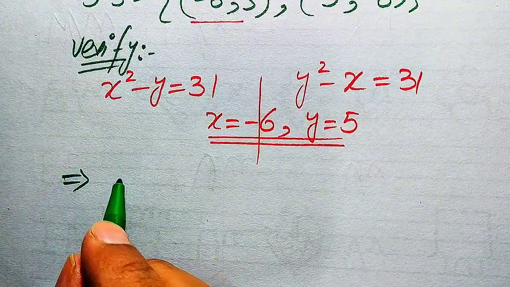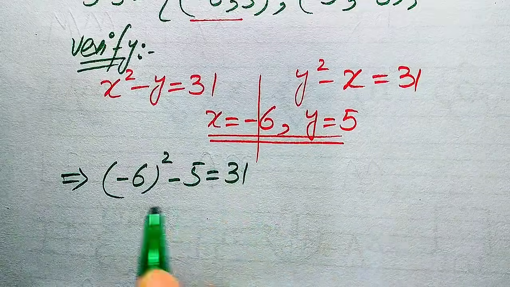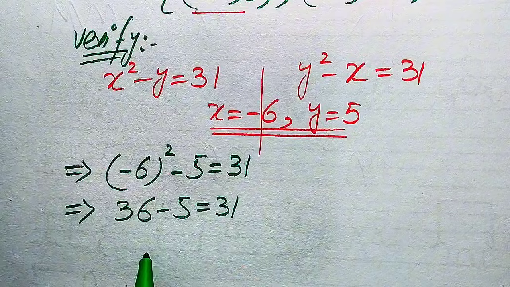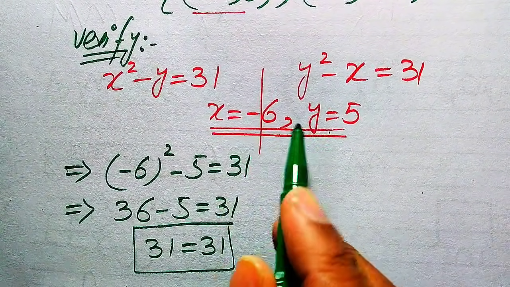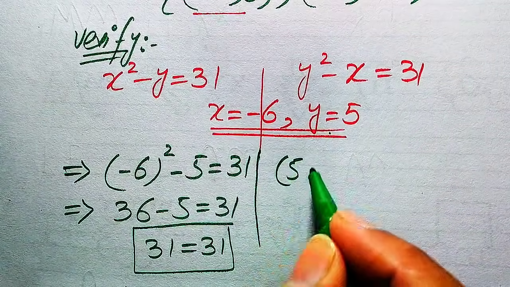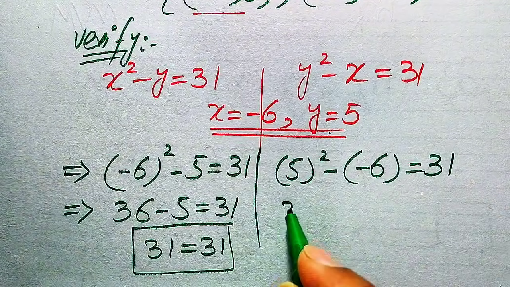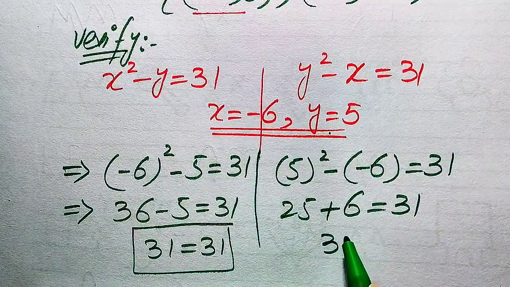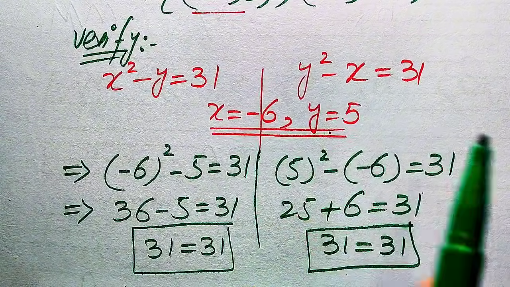So when you put this value here, it becomes minus 6 square minus 5 is equal to 31. So minus 6 square becomes 36 minus 5 equals 31, and we get 31 equals 31. So this shows that these two values satisfy our first equation, and now for the second equation we put these values here, and it becomes 5 square minus minus 6 equals 31, and this becomes 25 plus 6 equals 31. So this will be written as 31 equals 31. So this shows that this value also satisfies our second equation.